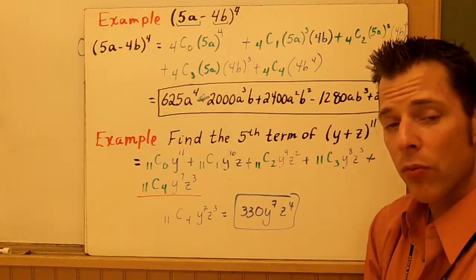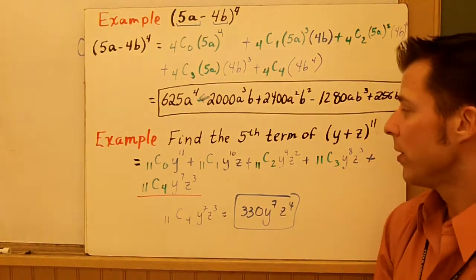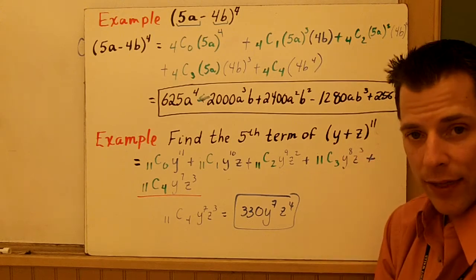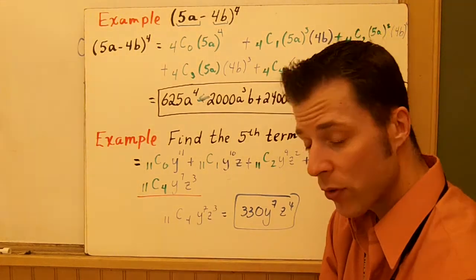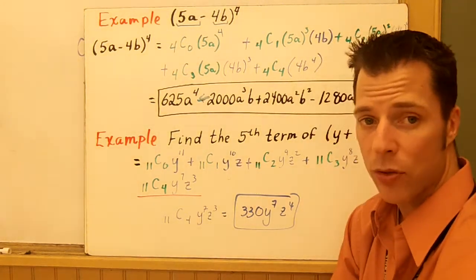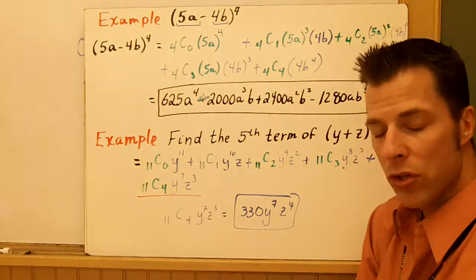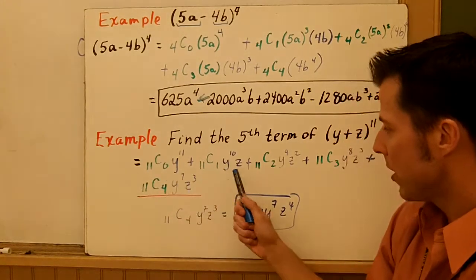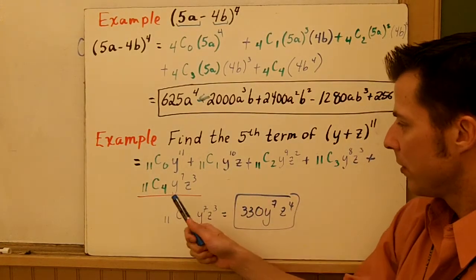Last example here, what happens if we wanted a specific term? In this case, we wanted the fifth term, and we're going to have y plus z to the 11th. Now, going out 11 rows, or 12 rows, excuse me, of Pascal's triangle would be tedious. So we'll just continue using that binomial expansion. You're going to start with 11, look, 0, 1, 2, 3, and 4.